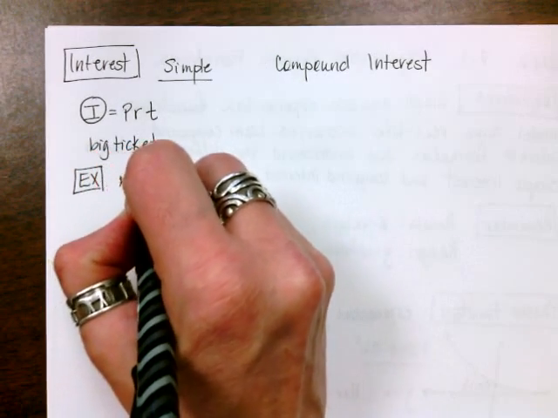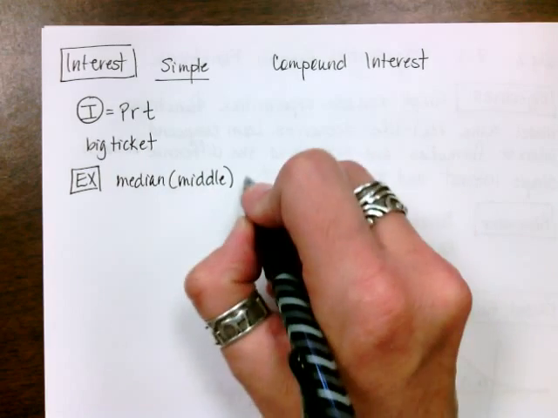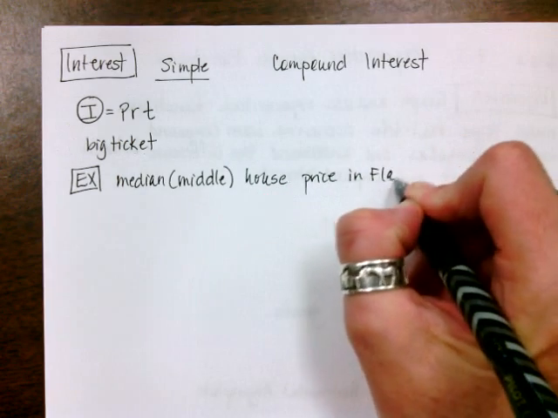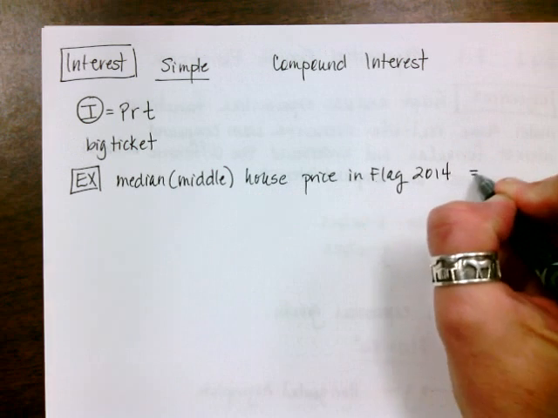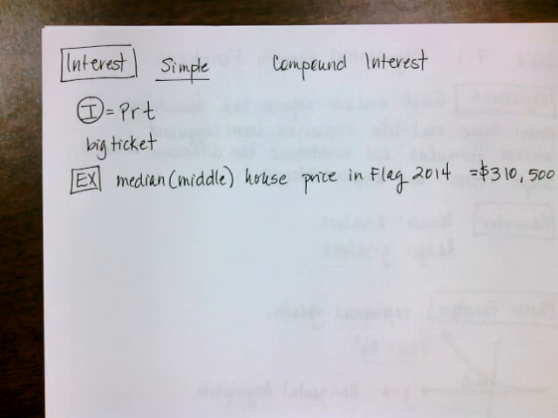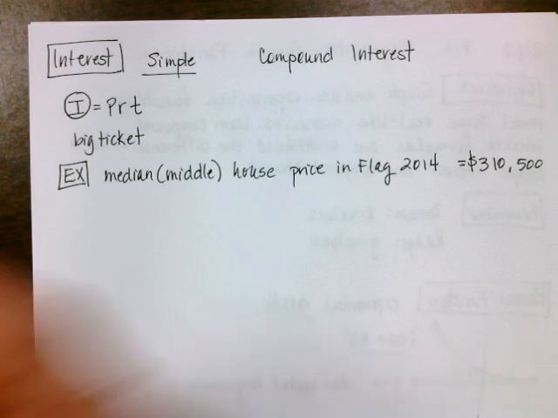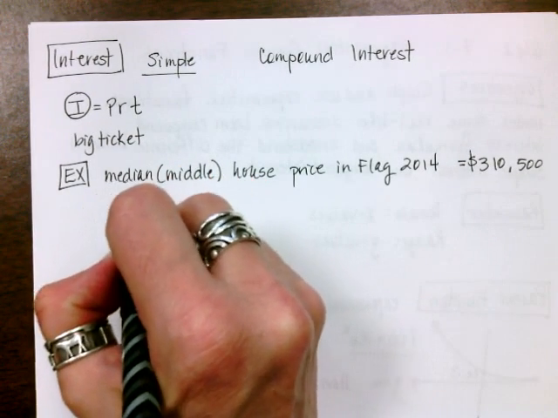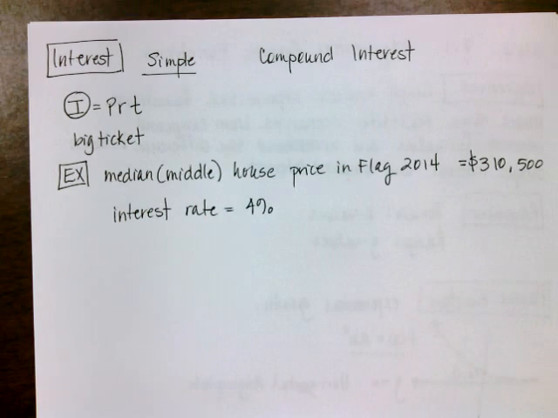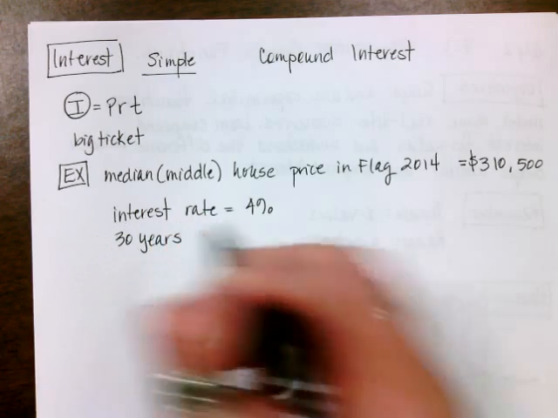So the median, remember that median is the middle, house price in Flagstaff for the year 2014 was $310,500. That's why they call Flagstaff poverty with a view. So let's say I want to buy that house, and my interest rate is going to be 4% once a year, and we usually finance a house for 30 years. So it's called a 30-year note.